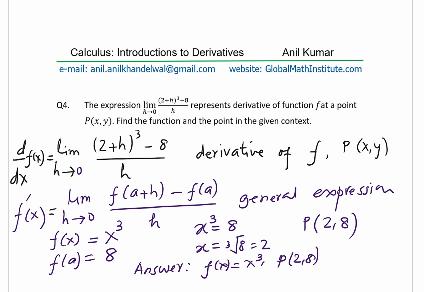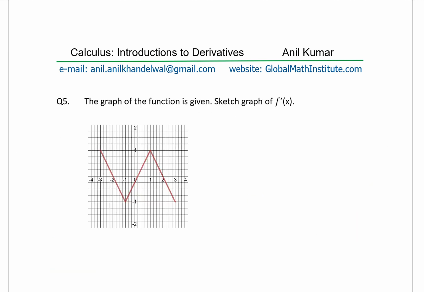Perfect. Let's move on and see how to sketch a graph now. So we have understood what the derivative is. Derivative is a function and it represents, at any point, the slope, the gradient, right? The tangent slope. That's what it represents. And now the question before us is, the graph of the function is given, sketch the graph of the derivative. So f dash x is the derivative. So we have to sketch the graph of the derivative, right?